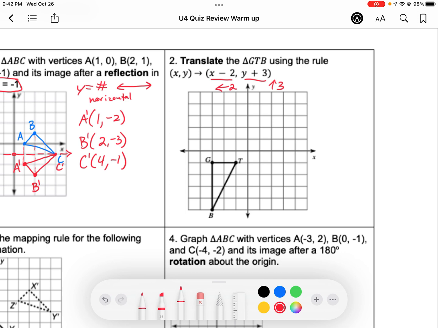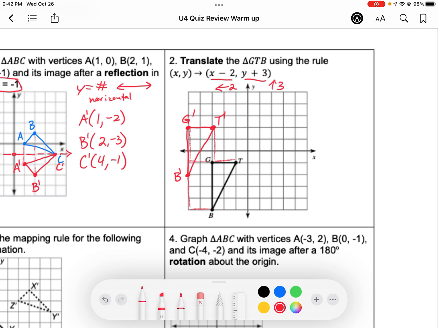So I start with each point. G goes to the left 2, up 3. Puts G prime right there. T moves to the left 2 and up 3. There's T prime. And B moves to the left 2 and up 3. There's B prime. If I graph those together, I get the new triangle.